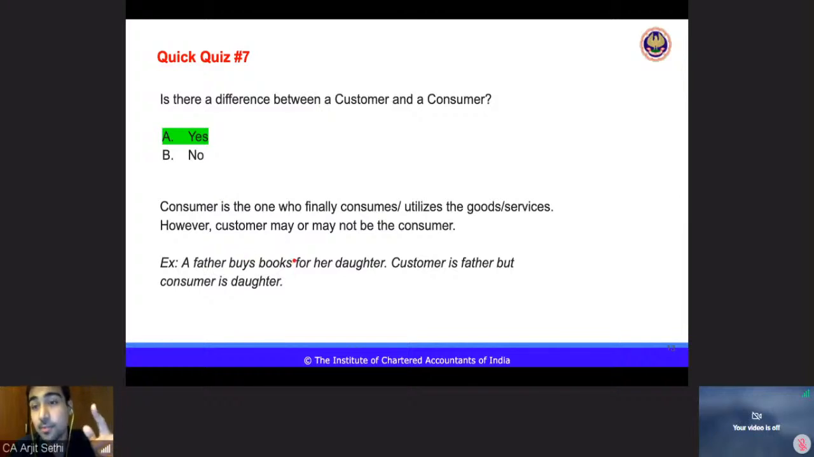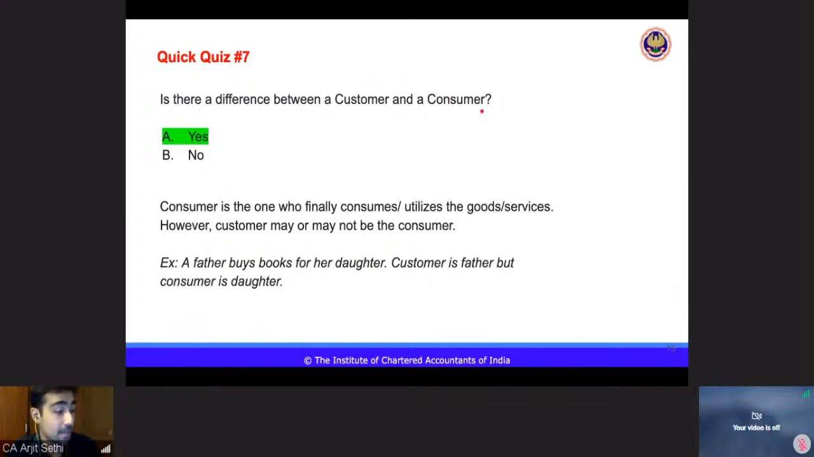The final consumer is the daughter. However, the customer is the father, the consumer is the daughter, right? So the customer is the father, but the consumer is the daughter. There is a difference between customer and consumer.